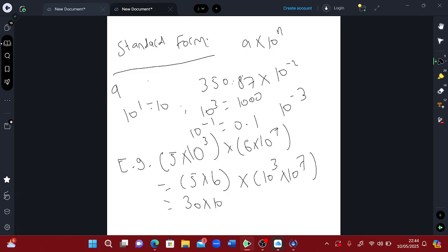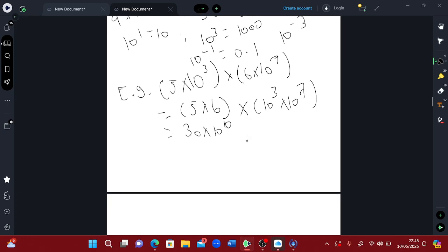If we have a to the m times a to the n, so two different powers of the same base, the 10, you can add the powers together. So this is what we're going to do here. 10 to the 3 plus 7 is simply 10 to the 10. However, that is not an exact standard form, is it? Because this is not less than 10.